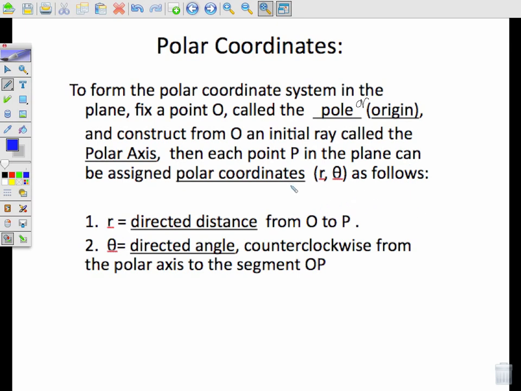Polar coordinates are assigned kind of like an xy value, but for polar it is r theta. The r is the distance from the origin, or the radius, and the theta is our angle from the x-axis. So it's the directed angle counterclockwise from the polar axis. Let's go ahead and look at a diagram for this so that you know what each part is referred to.